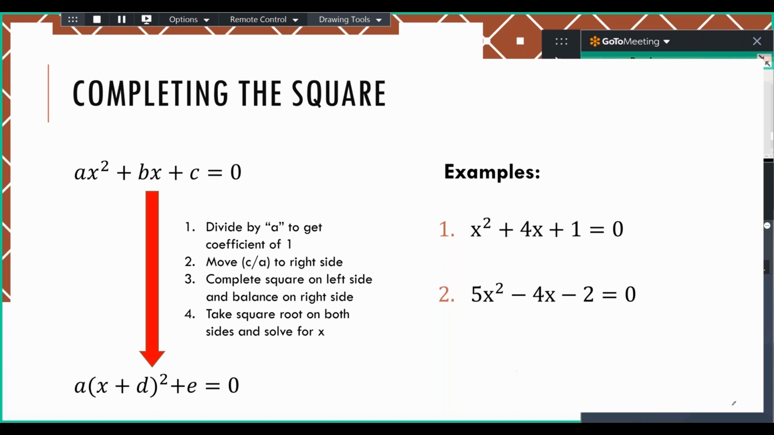So basically, let's start out with, I'm going to go ahead and switch to my notepad again so I can write out these examples with you guys.